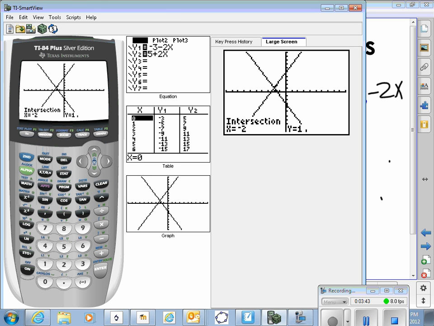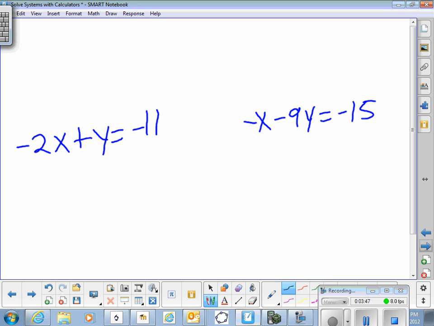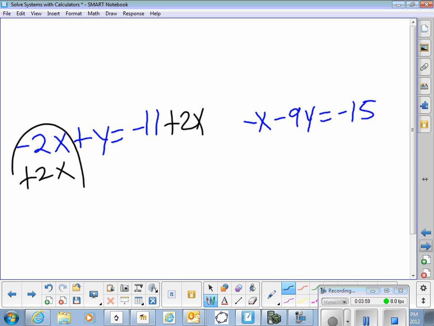Let's do another one. Okay, so solving for y on the left is not too hard. We just add 2x. Y equals negative 11 plus 2x. Solving for y on the right is a little trickier. We're going to add x to each side. But then we need to divide by negative 9.